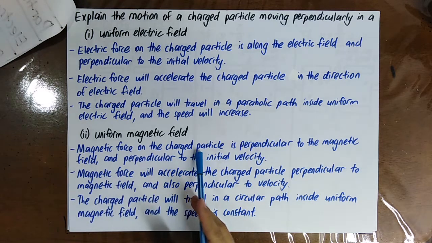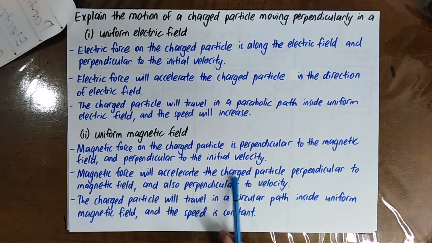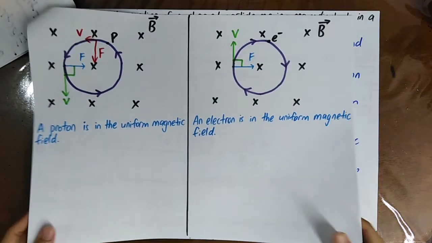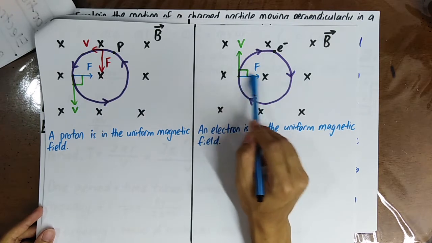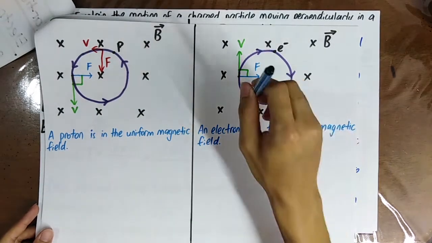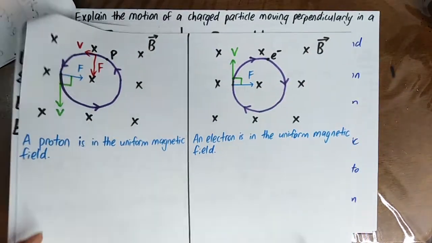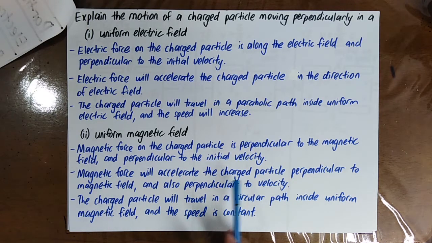The magnetic force on the charged particle is perpendicular to the magnetic field and perpendicular to the initial velocity. The magnetic force will accelerate the charged particle perpendicular to the magnetic field and also perpendicular to the velocity. So the force is perpendicular to the velocity. That means the acceleration is also perpendicular to the velocity, and also perpendicular to the direction of the magnetic field. So the magnetic field cannot do any work onto the charged particle, and therefore the charged particle will always have the same speed. That means the speed of the charged particle cannot be increased, because there's really no work done onto the charged particle by the magnetic field.